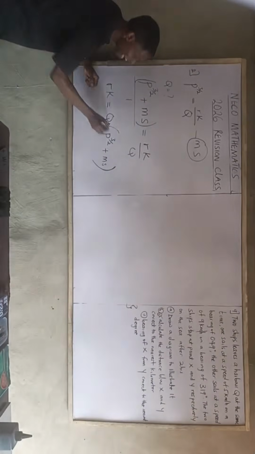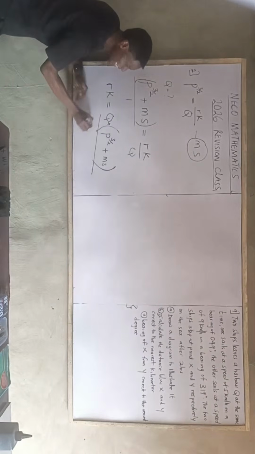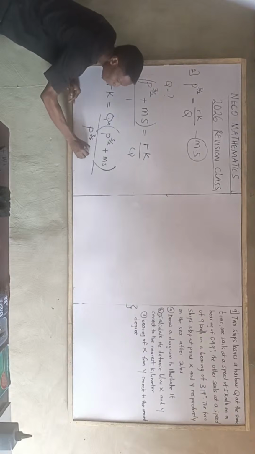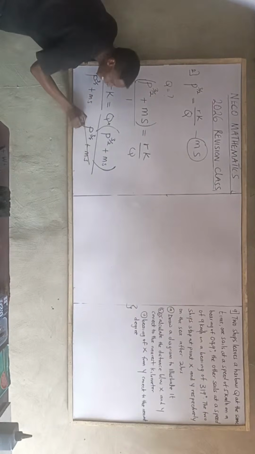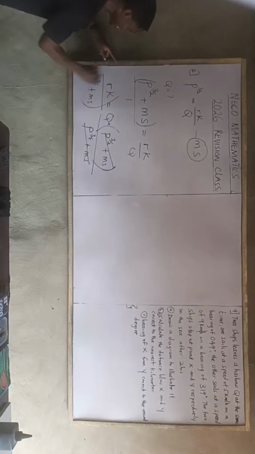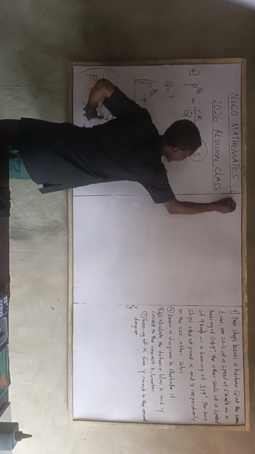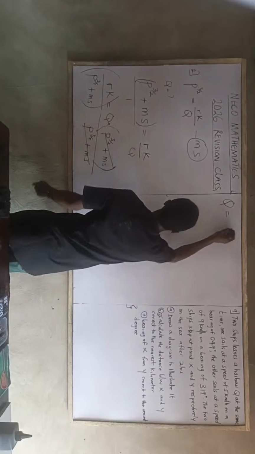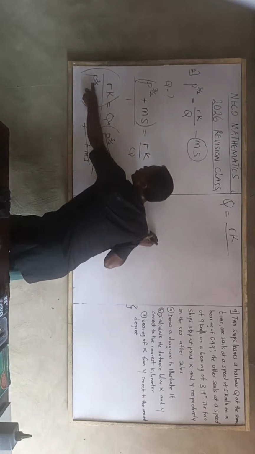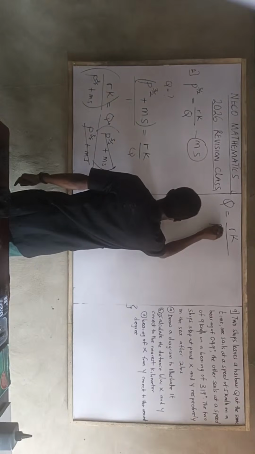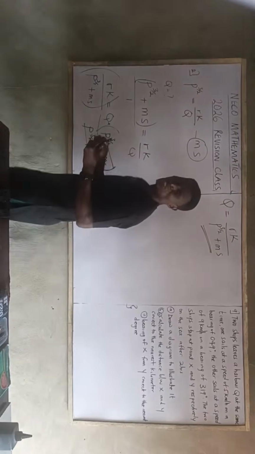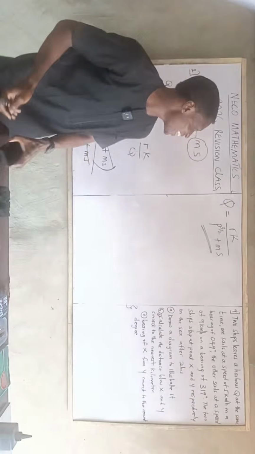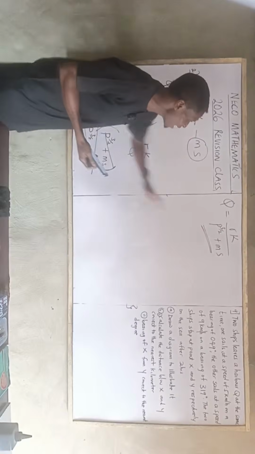So from here, I've got to take care of this by dividing both sides by p raised to power 3 over 2 plus ms. I've got that here also, p raised to power 3 over 2 plus ms. So this goes off with this. Then we've got q, therefore, to be equal, just very and quite easily done, to be equal to rk over p raised to power 3 over 2 plus ms, okay? Isn't that interesting and direct? So we've been able to make q the subject of the formula.